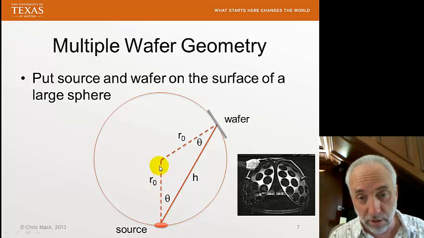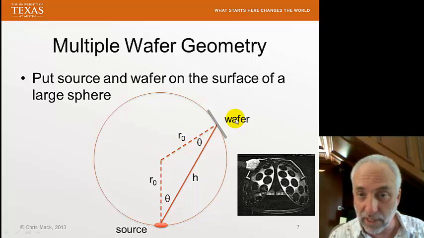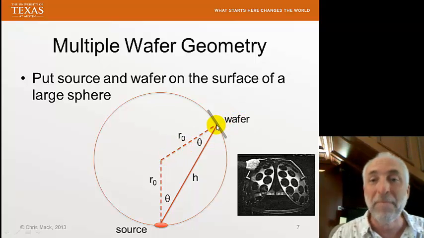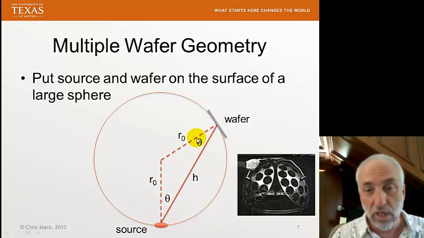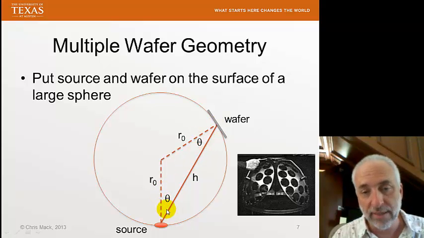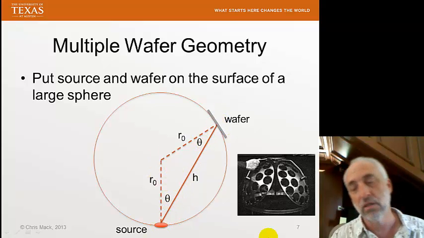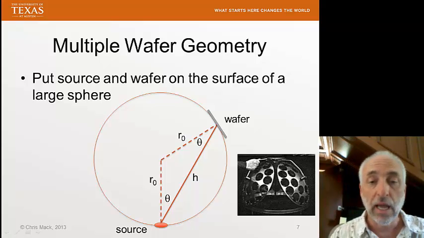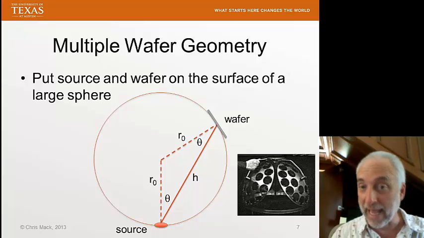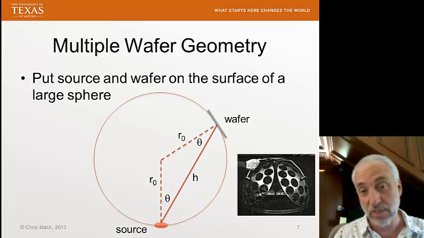I'll call R0 the distance from the source to the center and the same distance from the wafer to the center. I'm only considering the midpoint of the wafer here. So theta is the angle that this h distance between wafer and source makes with the radius. And we can now look at the deposition.